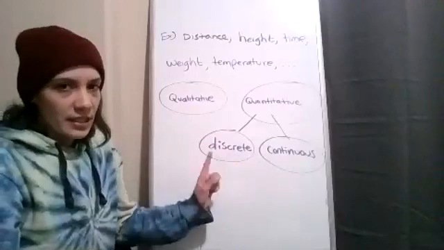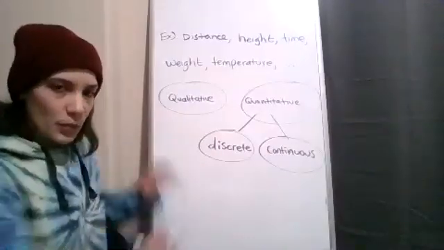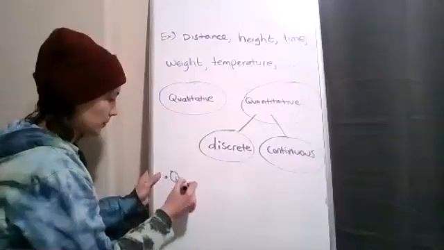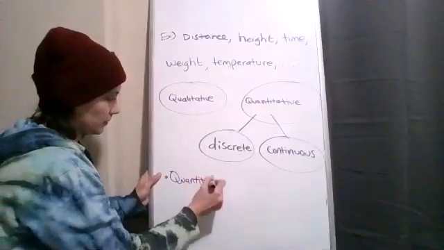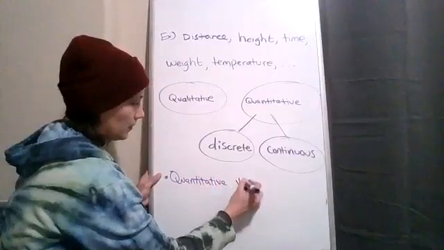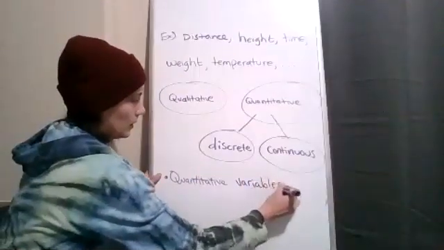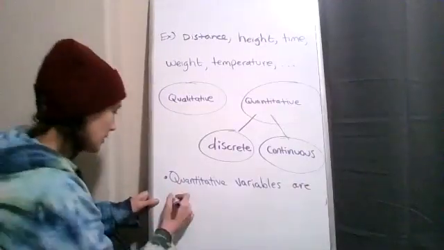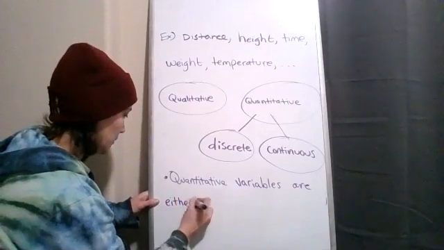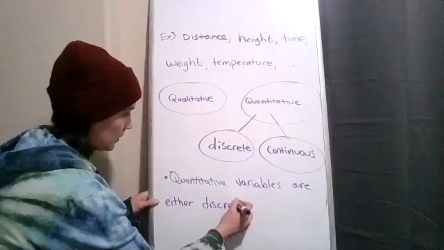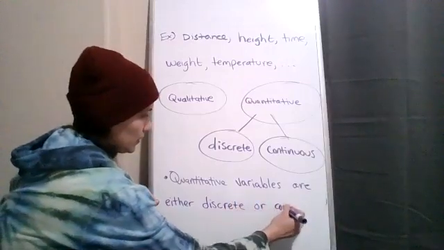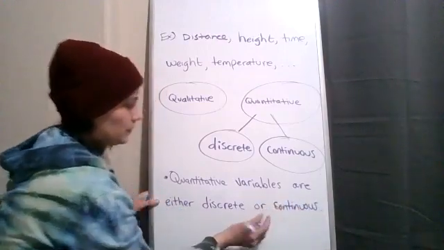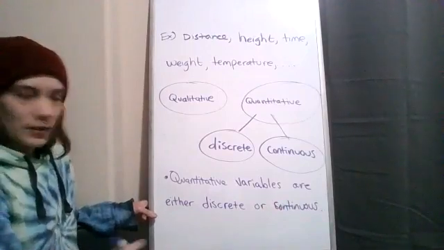We'll do the definitions for these next time. I will put that note though, that quantitative variables are either discrete or continuous. I think that's good for now.